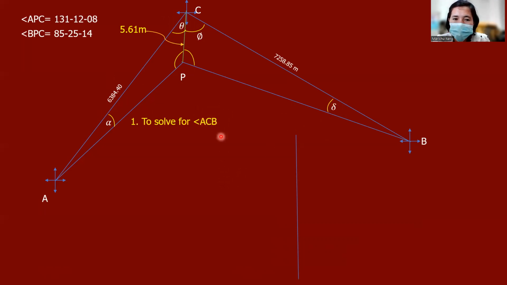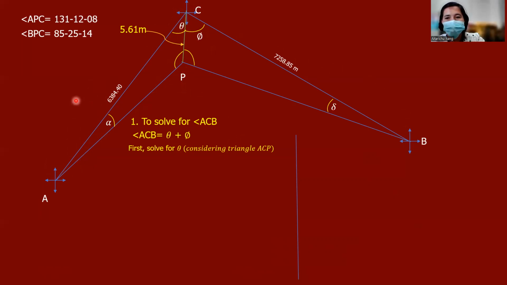To solve for angle ACB, we have here angle A, C, and B. To solve this whole angle here, we need to add theta and phi. Okay, so to solve for phi, let's start with phi here. We are going to consider this triangle A, C, P. So let's take the left side triangle first.